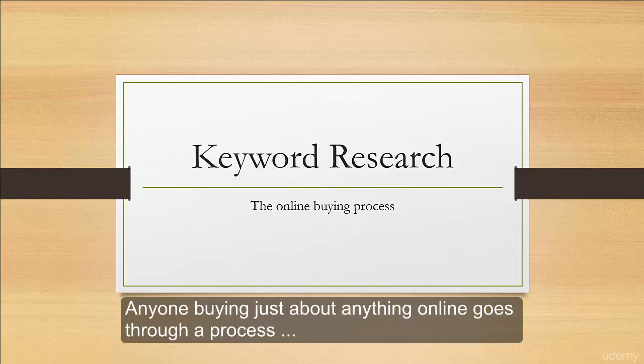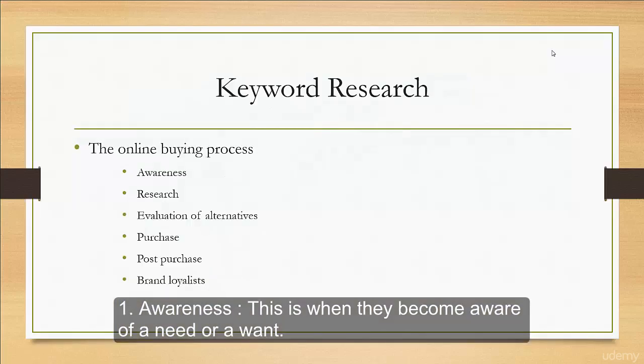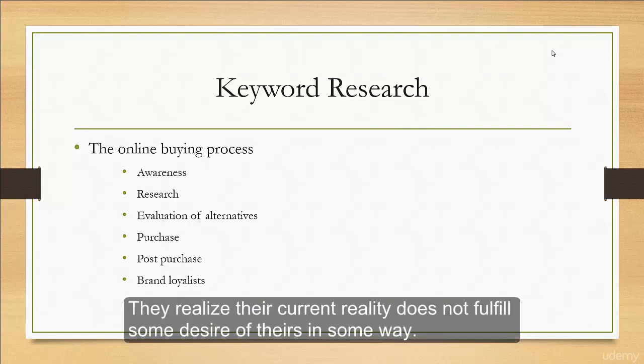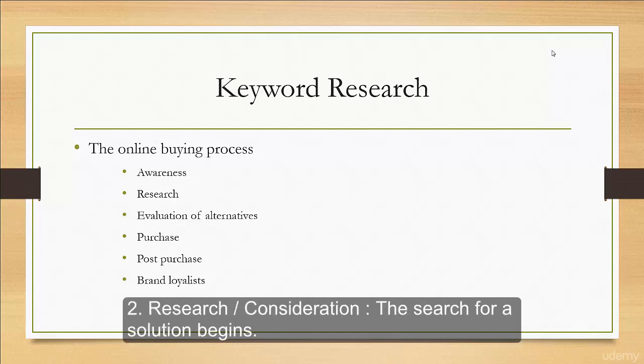Anyone buying just about anything online goes through a process. They go through a series of stages. The first stage is awareness. This is when they become aware of a need or a want. They realize their current reality does not fulfill some desire of theirs in some way. They decide to look for a solution to their problem.